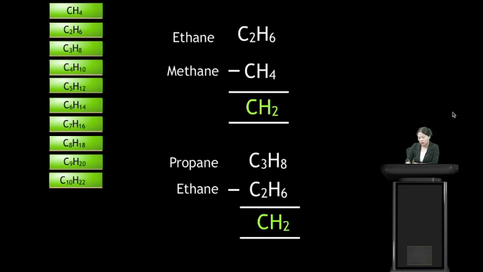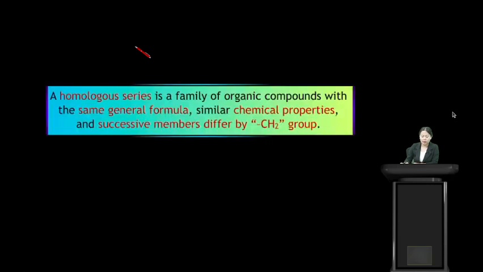So what is a homologous series? A homologous series is a family of organic compounds with the same general formula, similar chemical properties, and successive members differing by a CH2 group. So we have seen in the previous slides that the given set of organic compounds differ by a CH2 group, so they are called a homologous series.